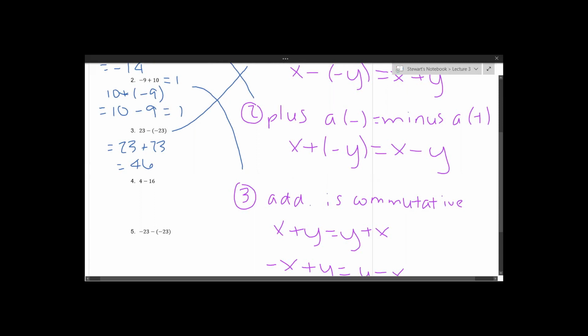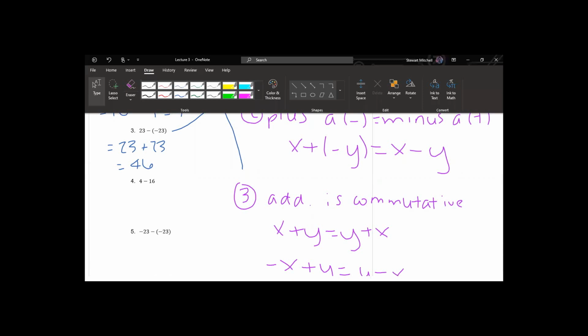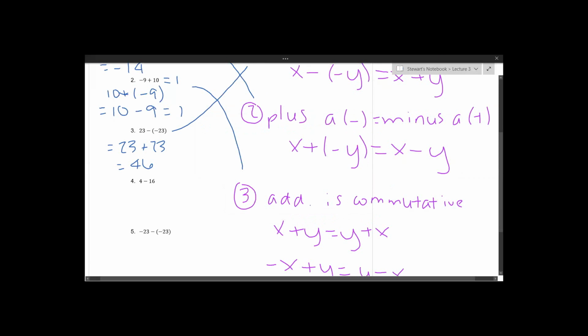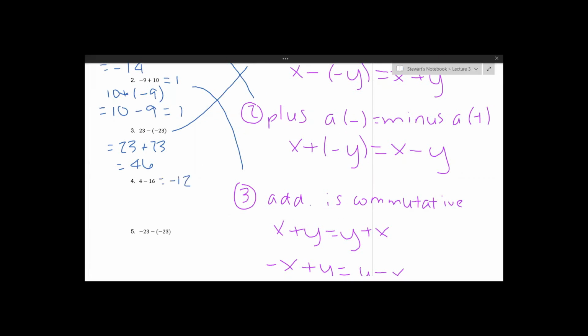This one you can do in two different ways too. It depends on how you want to think about it. If you do 4 minus 16, here you can just think, 4 minus 4 equals 0, and then you still have to go 12 in the negative direction. So this would equal negative 12.